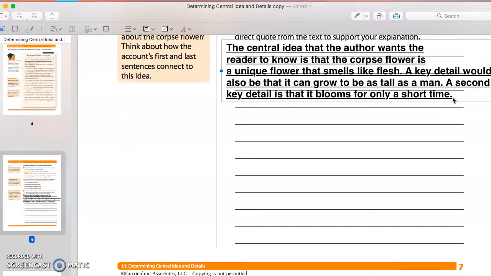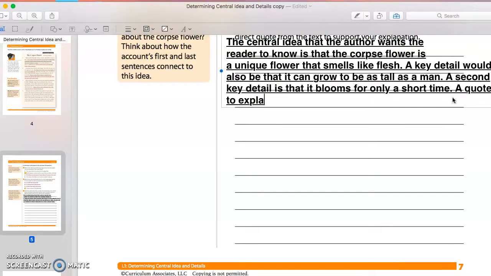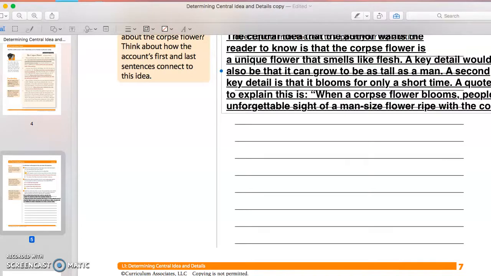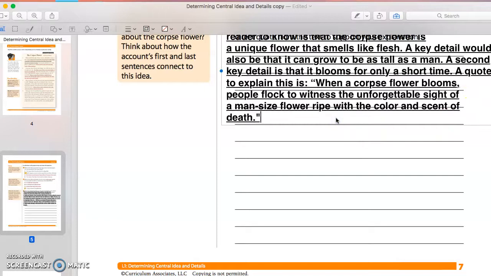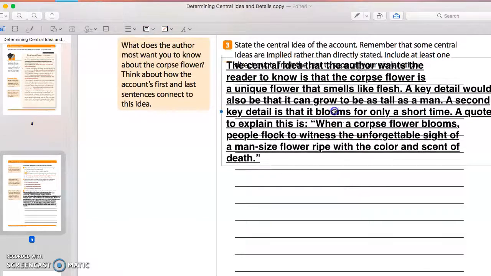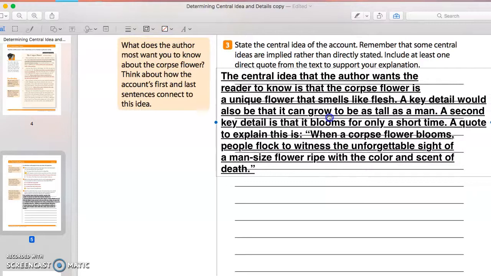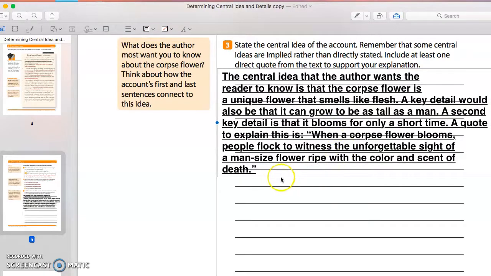So then, a quote to explain this is: people flock to witness the sight of a man-sized flower of death. Okay, and I'm making sure to put my quotes around it so that when the teacher reads this, they see that I have a central idea, and then they can see that I have a direct quote. Okay, it says it supports your explanation, but you always need a concluding sentence.